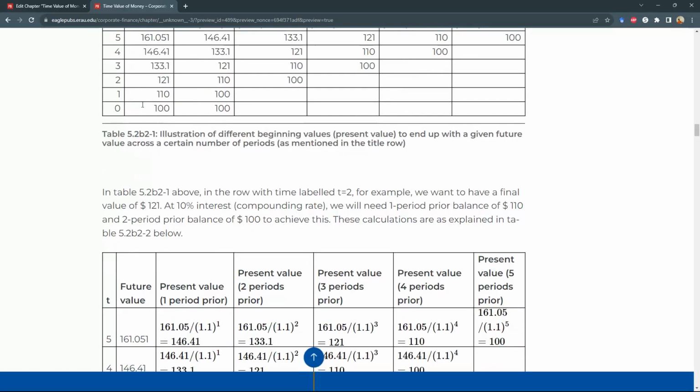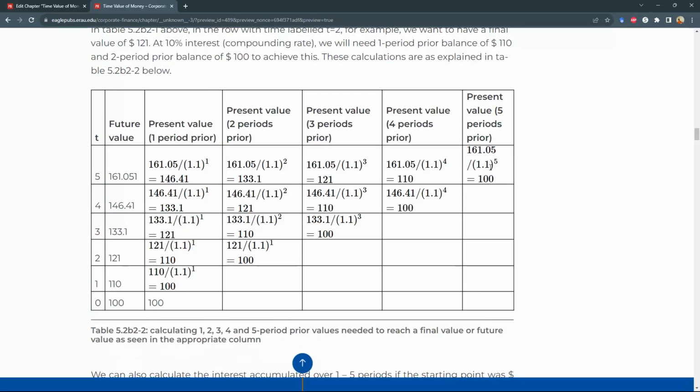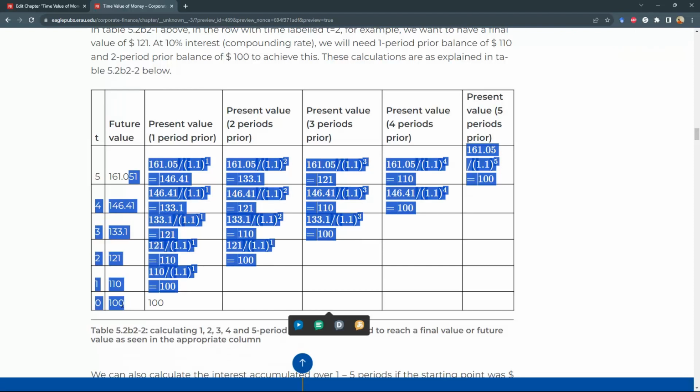So we'll drill down those concepts using the formula in Excel. And these are the calculations of those concepts. So 100 is equal to 161.05 divided by 1 plus 10% to the power 5. So because we are traveling back 5 periods, or 4 periods in this case, and 3 periods and 2 periods and so on. And these are different future values.